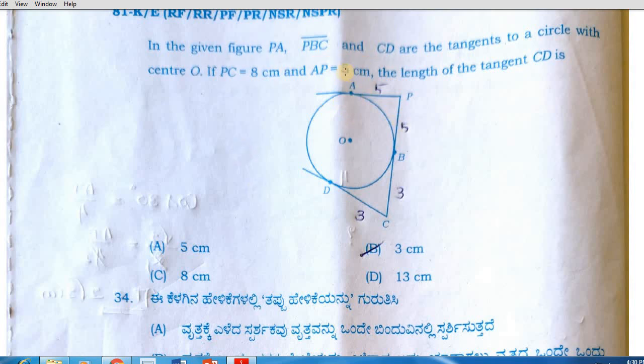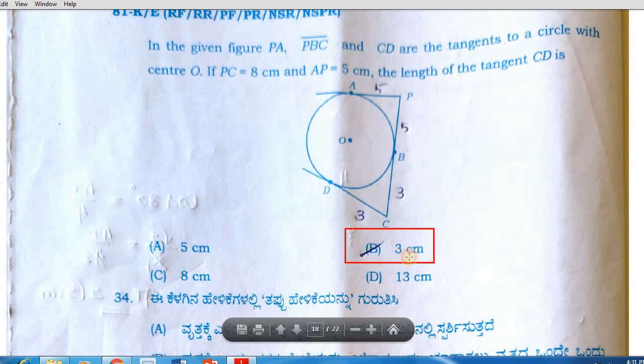See, AP is 5 centimeter. If AP is 5 centimeter, PB also should be 5 centimeter, because tangents drawn from an external point to a circle are equal. But PC in full is 8 centimeter. When PB is 5 centimeter, BC has to be 3 centimeter. Then CD also has to be 3 centimeter, because tangents drawn from external points are equal. Therefore, CD value is 3 centimeter. Option B is right.